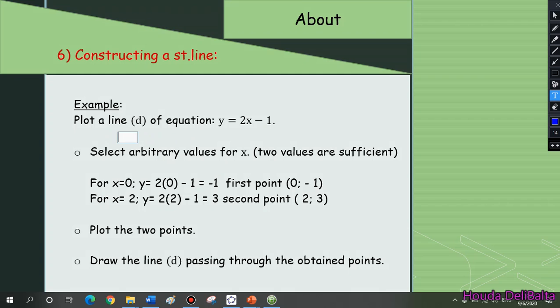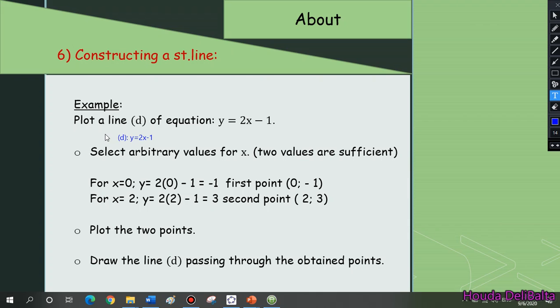We also write it that way, d: y equals 2x minus 1. This is how we usually represent a straight line. Now we use the letters D, small d, or capital D, or small l, or capital L for naming straight lines. Sometimes we use D1, D2, L1, L2, L prime, D prime, whatever. So mostly we use the letters D in its two cases, uppercase and lowercase, and L in its two cases, the uppercase and the lowercase.